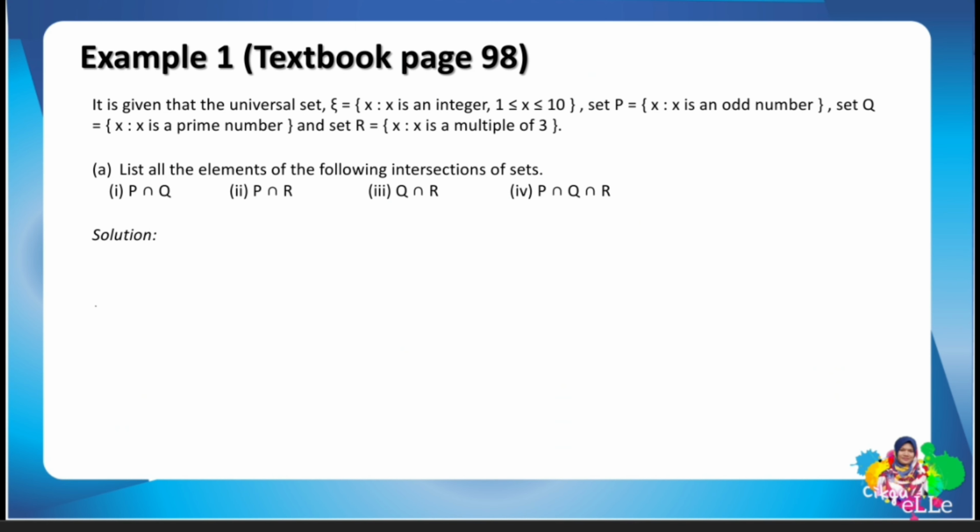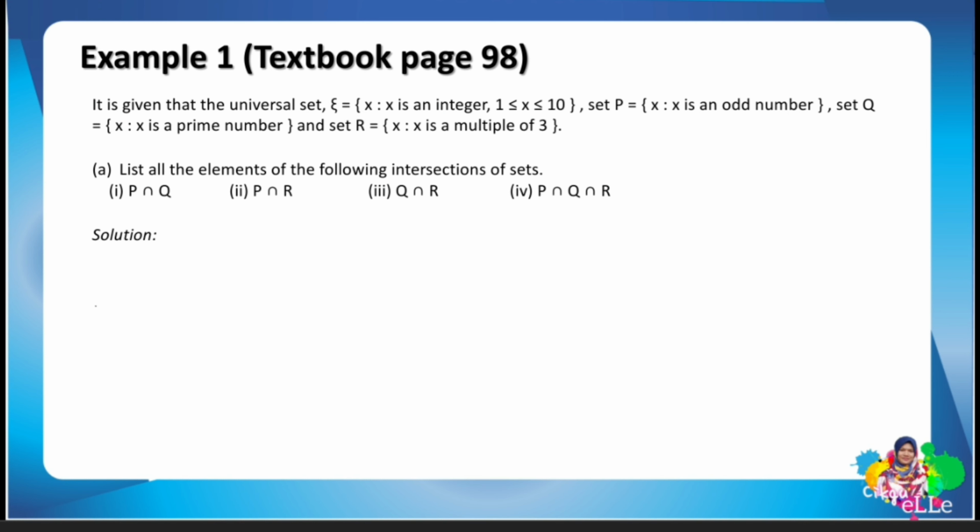Now look at the example in the textbook, page 98. It is given that the universal set X, where X is an integer between 1 and 10. Set P is X, where X is an odd number. Set Q is X, where X is a prime number. And set R is X, where X is a multiple of 3. So, the question is, list all the elements of the following intersection of sets. You have to list all the elements of set P intersection Q.